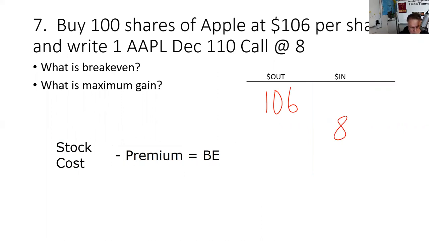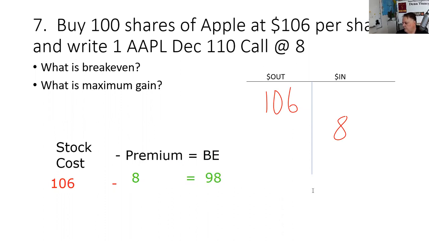So here, our stock cost, we paid for the Apple 106. I'll put that in red. Minus, we brought in for the option 6, or excuse me, 8. And so our break even is going to be 98. So there's our break even.